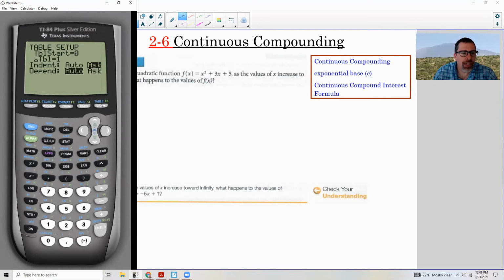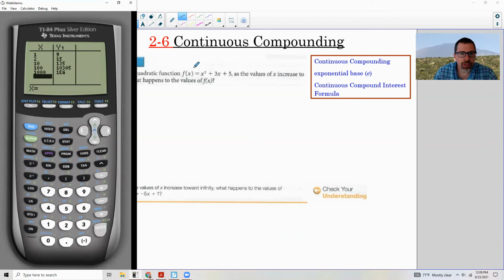So then when I go to second table, see it, second graph is table, and I plug in a 1, I get 9, because 1 squared is 1, plus 3 times 1 is 3, 1 plus 3 is 4, plus 5 is 9, and that's what you get. If I plugged in a 2, that'd be 2 squared, which is 4, plus 6, plus 5, and that's 15, and so on and so on. But if I get to a bigger number like 10, I get 135. What happens if I put 100 in? 10,305. What if I put 1,000 in?